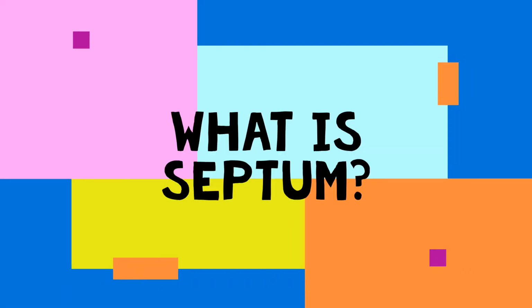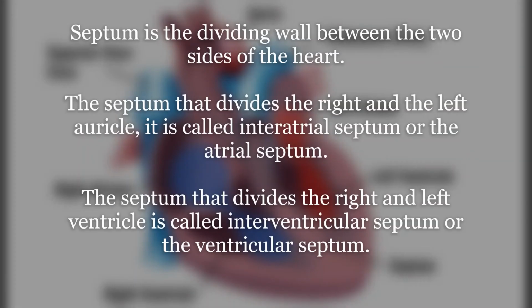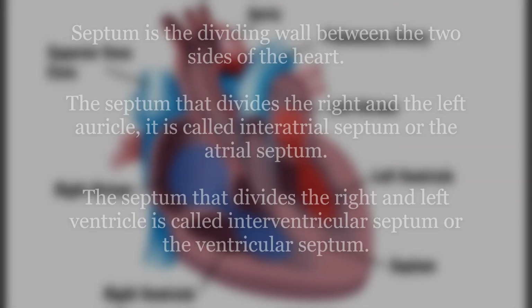Now, what is septum? Septum is the dividing wall present between the 2 sides of the heart. The septum that divides the right and the left auricle is known as the interatrial septum or the atrial septum. The septum that divides the right and left ventricle is known as interventricular septum or the ventricular septum.